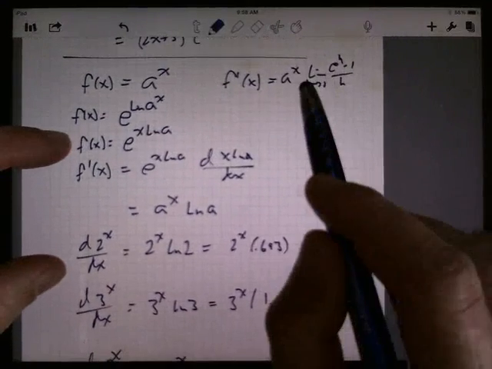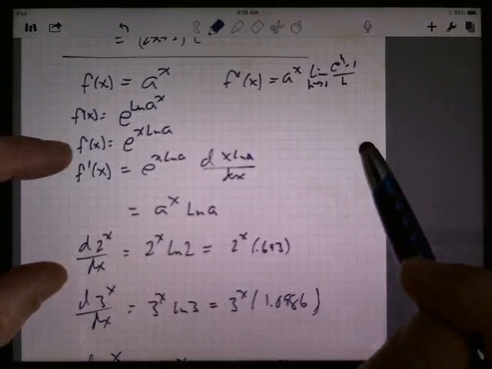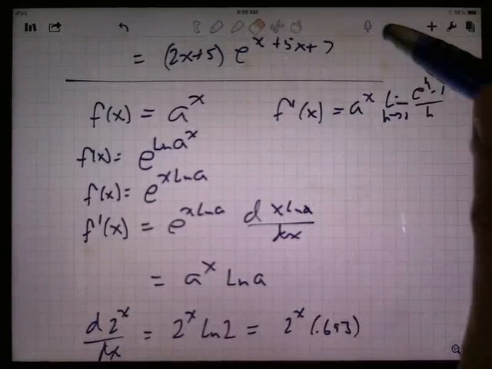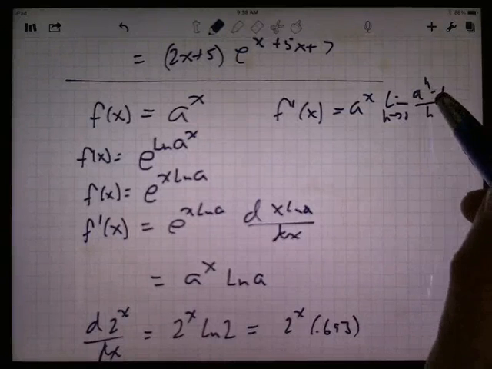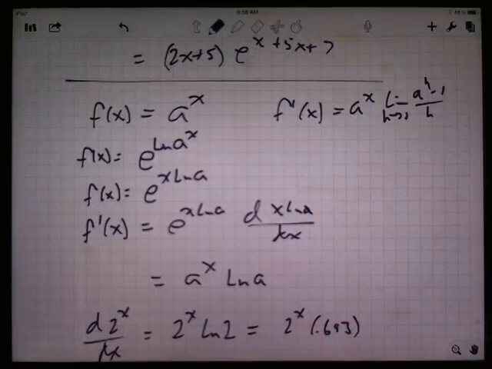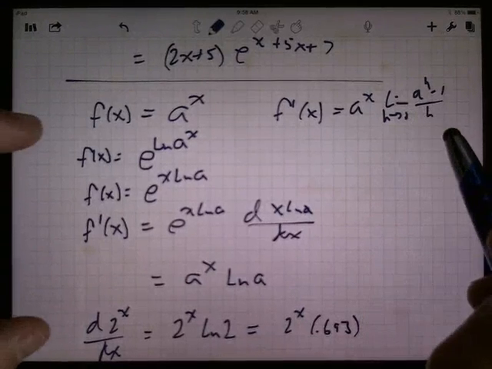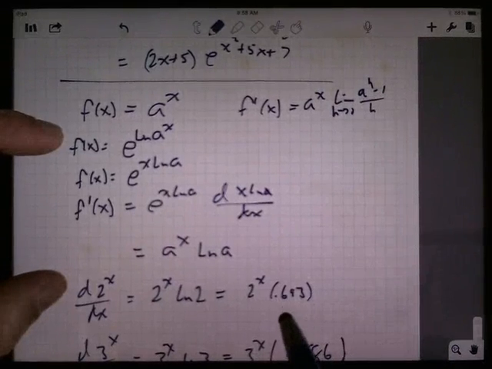The limit as h goes to 0 of, I hate it when this happens. I get all the way down the bottom and I find out that I made a mistake at the top. This was an a right here: a to the h minus 1 over h. You probably caught that. You're saying, Will, you got a mistake here. Yeah.